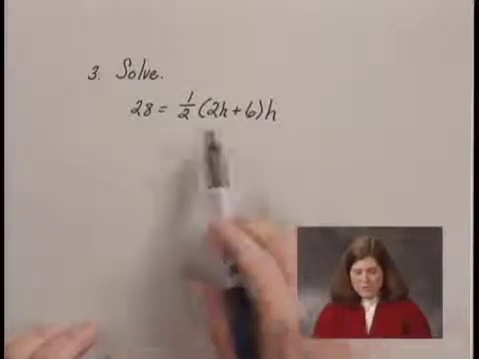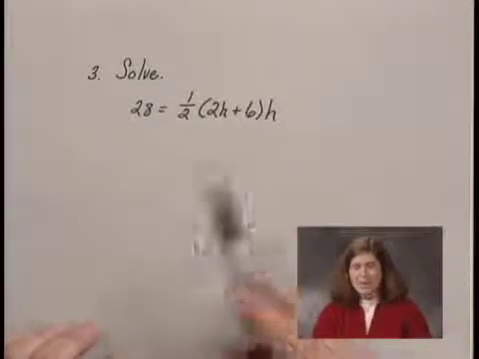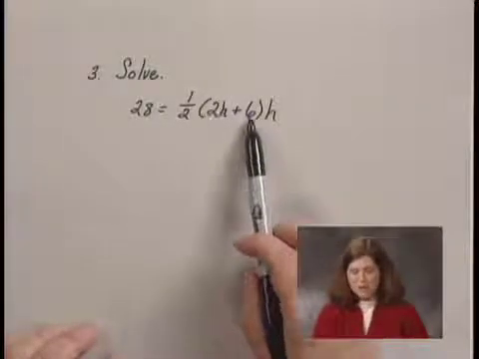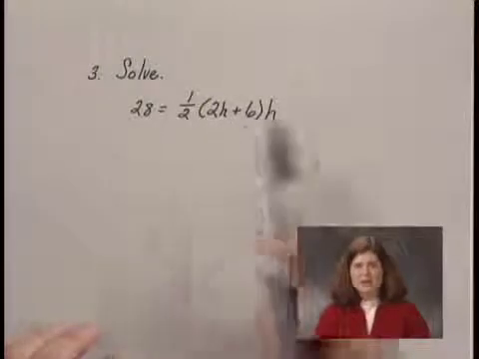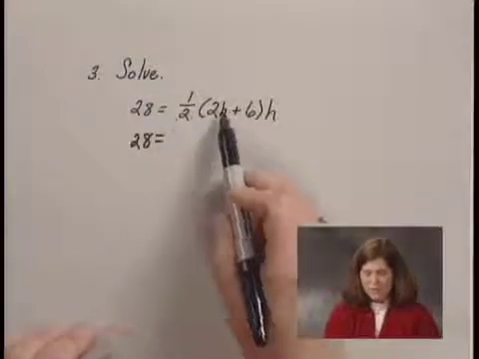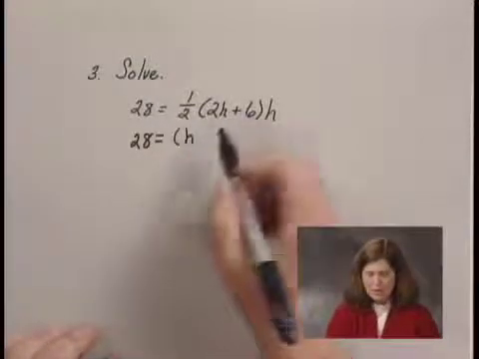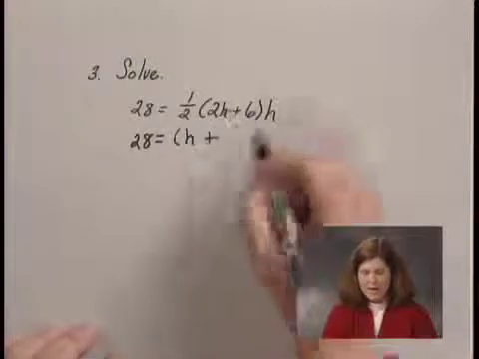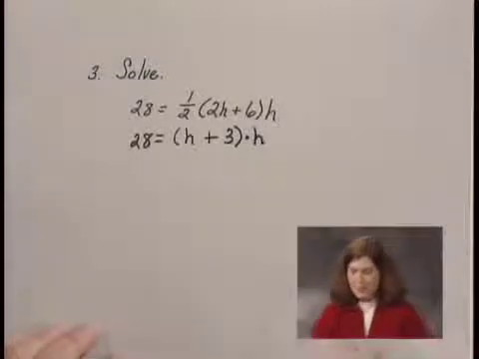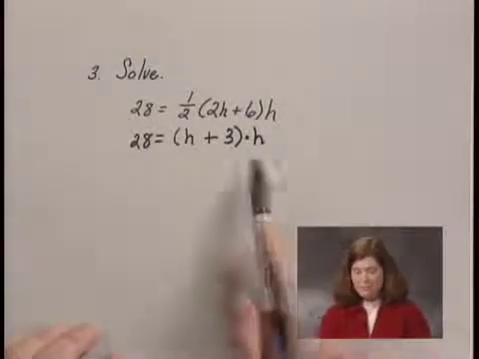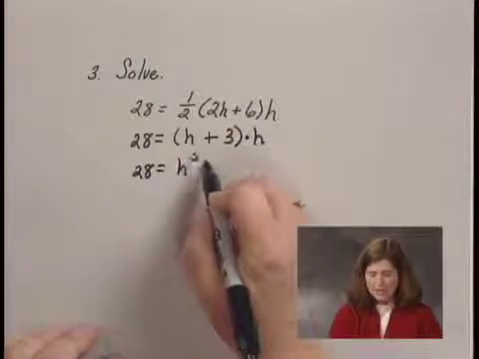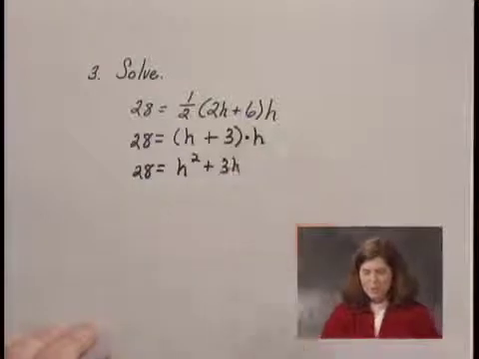The first thing we want to do is simplify. We can do this in different order, but I notice that if I multiply 1/2 times 2h plus 6, I wouldn't have any fractions left. So I'm going to do that first. 28 equals 1/2 times 2h would be h, plus 1/2 times 6 would be 3, and I still have that multiplied by h. Then I multiply this through, and I have 28 equals h squared plus 3h.